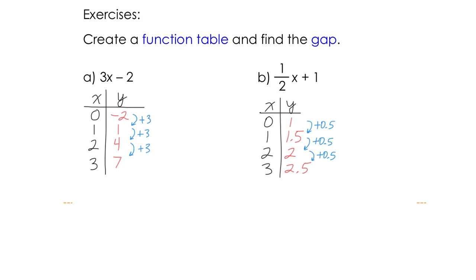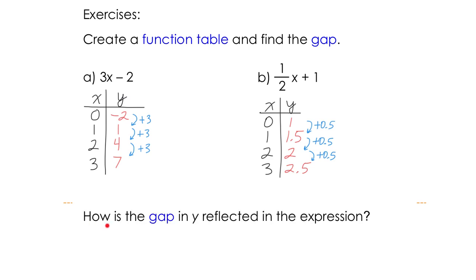Okay, here's what we get. And I noticed that the gap is 3 in the first function, and the gap is 0.5 or half, 1 over 2, in the second function. So a follow-up question now is, how is the gap in y reflected in the expression? Well, this is what I want you to notice. In the function expression here, the coefficient on the x variable is the same as the gap, and it's the same in the other function too. 1 over 2 is a half, that's 0.5, and that's what the gap was. And that's always going to be the case.